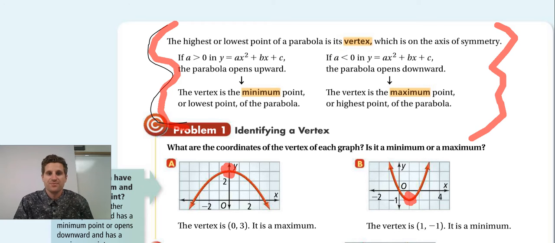Okay? If a is positive, we're going to have a minimum. It means my graph is going to be a U shape like this. And if a is less than 0, like a negative, then my graph is going to have a maximum, and my U shape is going to be like that. So write all of that down right here, but not problem 1. And we'll get to some examples.